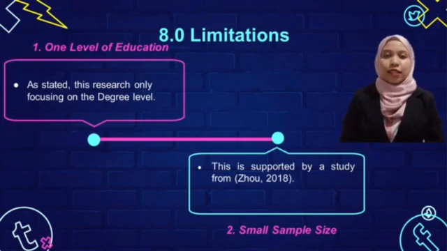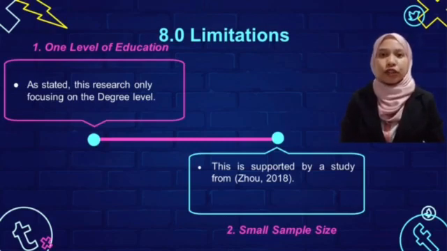The last one is limitations. The first limitation is that this study was conducted on one level of education only. As stated, this research only focused on the degree level of education, ignoring other levels such as diploma, postgraduate, and more. As a result, the study findings cannot be generalized to another institution.